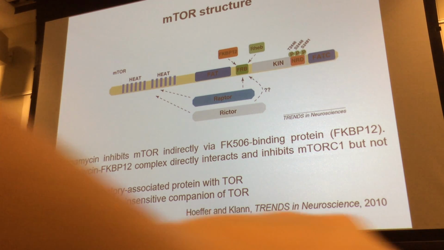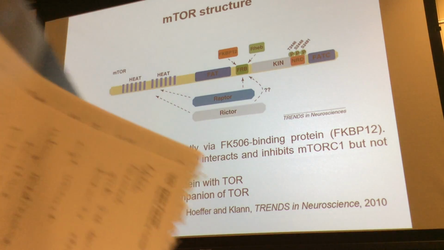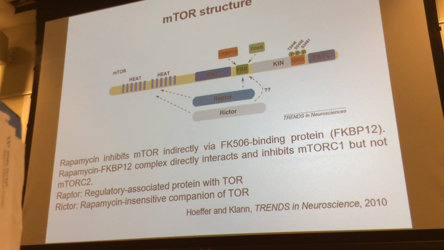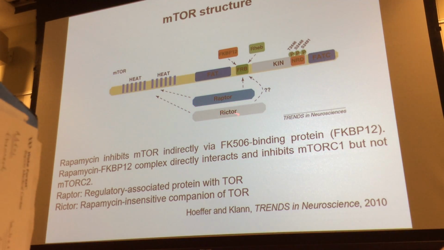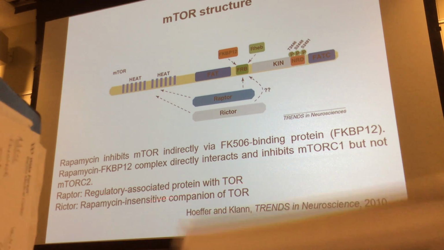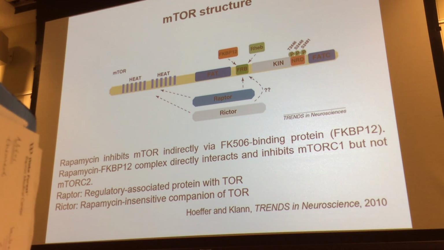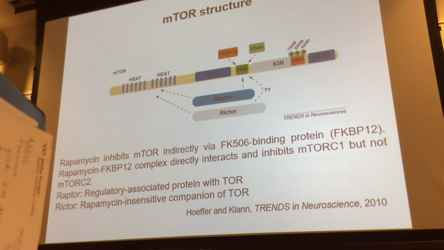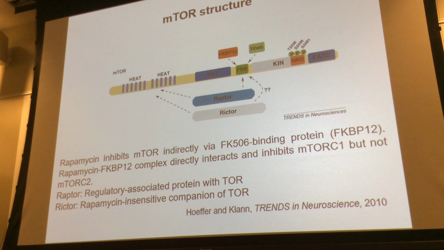All right. The other thing I want you to pay attention to is that I highlight here the Raptor and Rictor. So what is Raptor? It's a regulatory-associated protein of mTOR, and Rictor is the rapamycin-insensitive companion of mTOR. Why is that important? Remember I just said in the Michael Hall paper that they knocked down Raptor, but people call it mTORC1 knockdown. Why? Because that's how you differentiate mTORC1 and mTORC2.